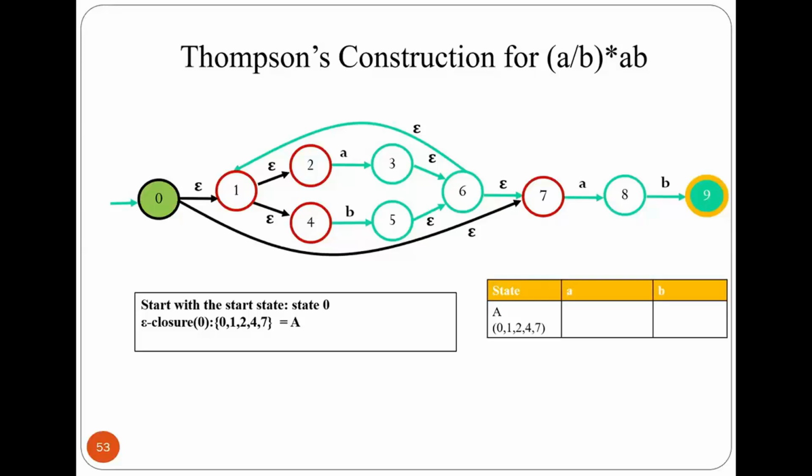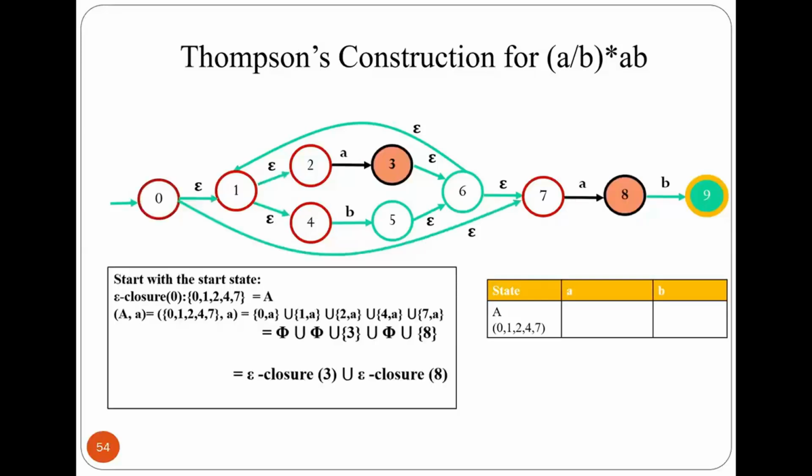Now I calculate capital A comma a. That means capital A was 01247, 01247 comma a. I have 01247 comma a means 0 comma a union 1 comma a union 2 comma a union 4 comma a union 7 comma a. That means from this set, wherever I can go, only on small a move. Why am I taking small a? Because my sigma is a and b.